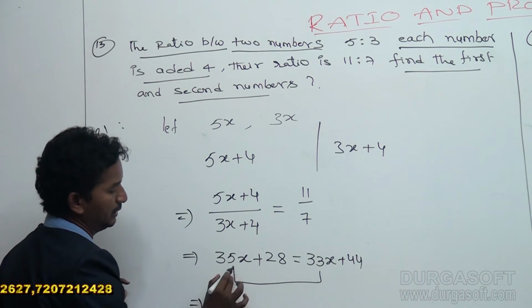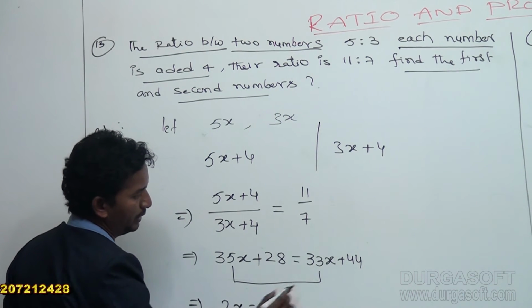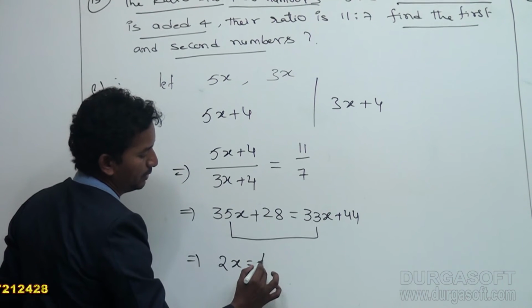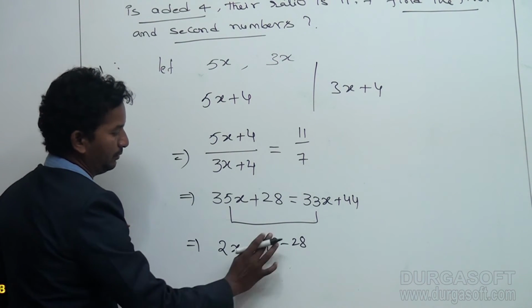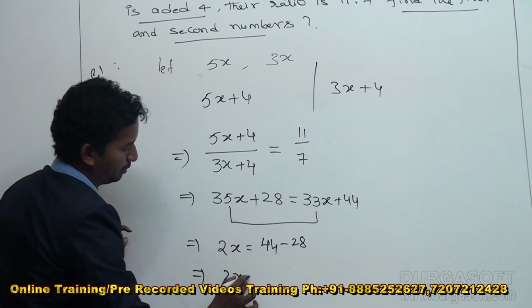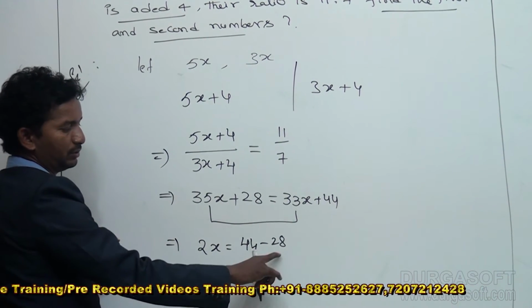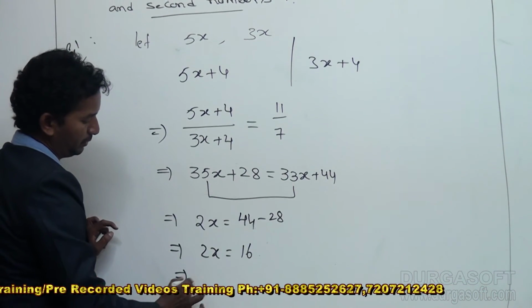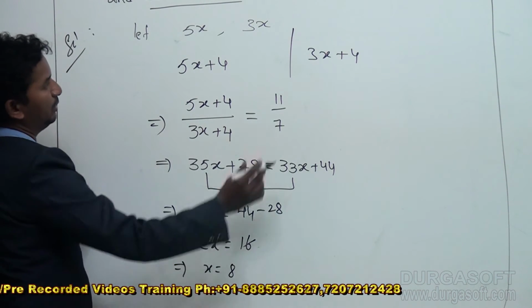The difference is here. The difference is 2x is equal to here 44 minus 28. Now 2x is equal to 16. Here 2x is equal to 16. Now x is equal to 8. 2 8s are 16. X is equal to 8.